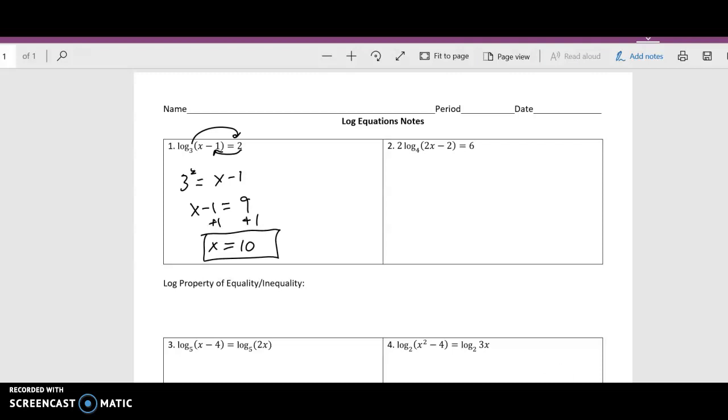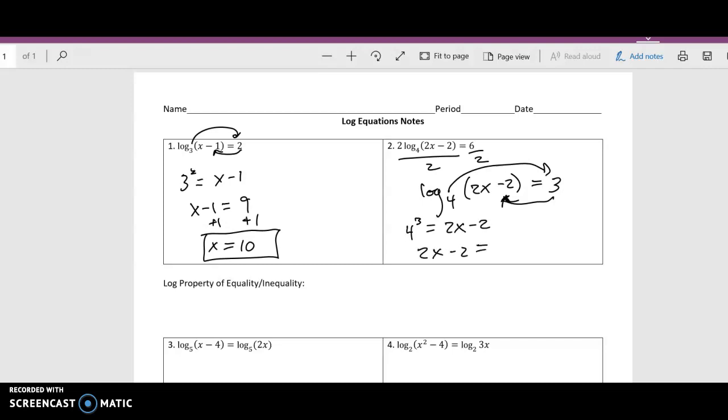Cheap, right? If there's something in front of your logarithm, divide by that on both sides first. Now we're going to do the log roll. 4 to the third is equal to this guy. So 2x minus 2 is equal to 64. That's what 4 to the third is. We'll add 2 to both sides. And we'll get 2x is equal to 66. We'll divide by 2. And we'll have our solution of 33.